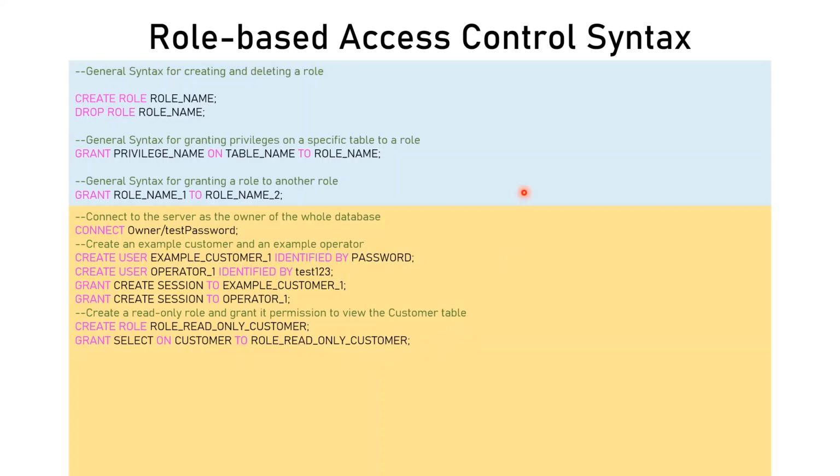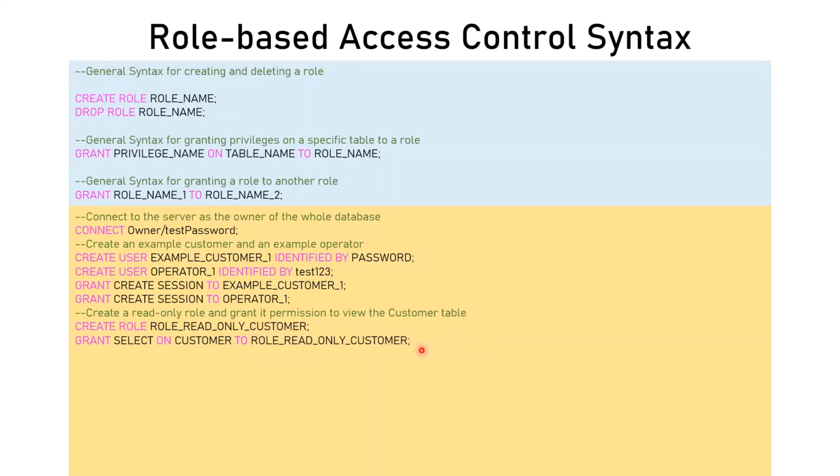So look at the general syntax for granting privileges on a specific table, and then match it to the one that we have written here. As you can see, for privilege we have used select. So this means that whoever has this role will be able to use select statements on that table. And customer is the table on which we are specifying that privilege. Finally, we are granting this privilege to our role that we just created, role read-only customer.